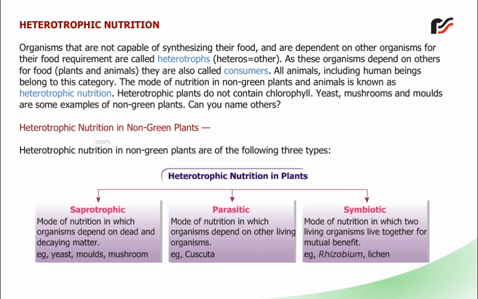Saprotrophic: mode of nutrition in which organisms depend on dead and decaying matter. Example, yeast, molds, mushroom. Parasitic: mode of nutrition in which organisms depend on other living organisms. Example, Cuscuta. Symbiotic: mode of nutrition in which two living organisms live together for mutual benefit. Example, Rhizobium, lichen.